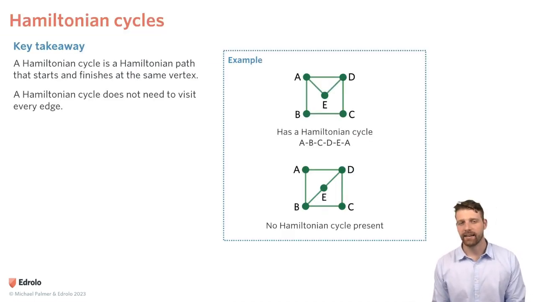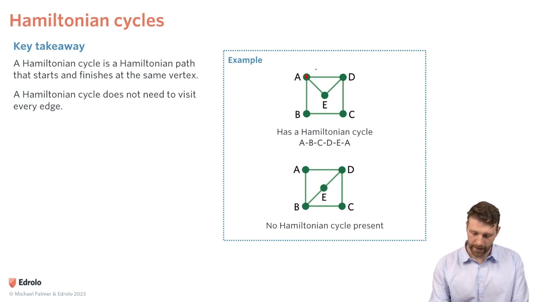Our key takeaway today is that a Hamiltonian cycle is a Hamiltonian path that starts and finishes at the same vertex. We want to visit every vertex. We don't want to repeat vertices except the start and end one, and we don't want to repeat any edges. Notice that a Hamiltonian cycle does not need to visit every edge. I've got two graphs here. One has a Hamiltonian cycle and the other one doesn't. So this top one, if we go A to B to C to D to E, we need to go back to A there to finish the cycle.